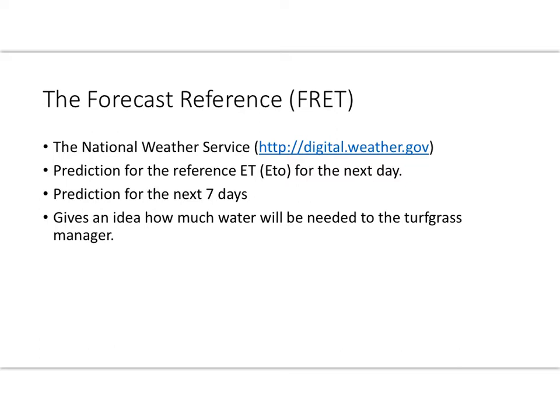The reference ET we have used to calculate water loss from our turf is for that day. The National Weather Service has a website that predicts the reference ET for the next day or for 7 days out. This is a way to predict how much water will be needed to replenish that turf for up to a week. This is a pretty powerful tool, especially in the western United States under arid or semi-arid climates where high ETs exist.